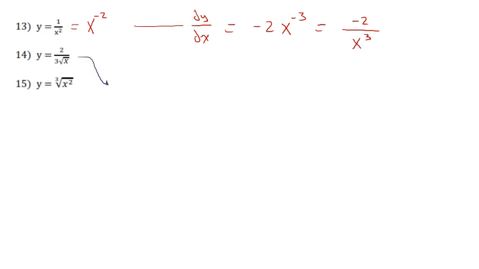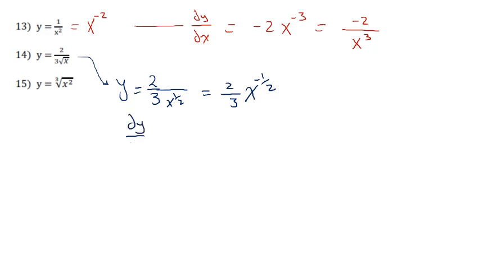Number 14, I will rewrite the equation as 2 over 3 x to the power of negative half. Let's take it step by step. It's 2 over 3 and root x is x to the power of half. So it's 2 over 3 and x to the power of negative half.